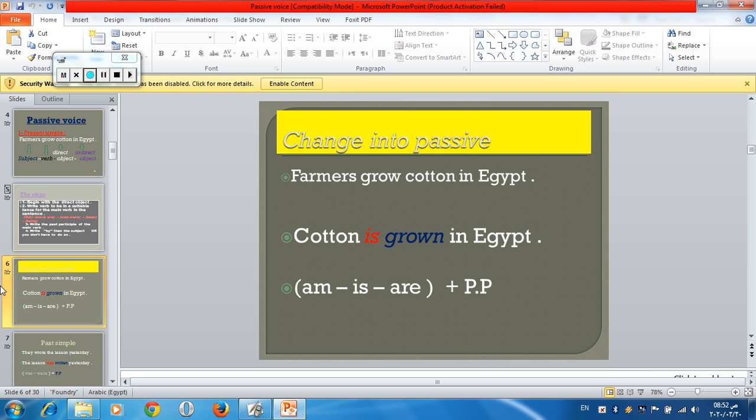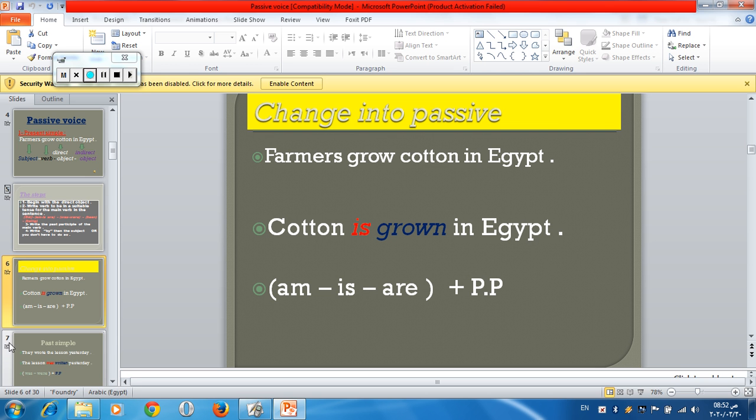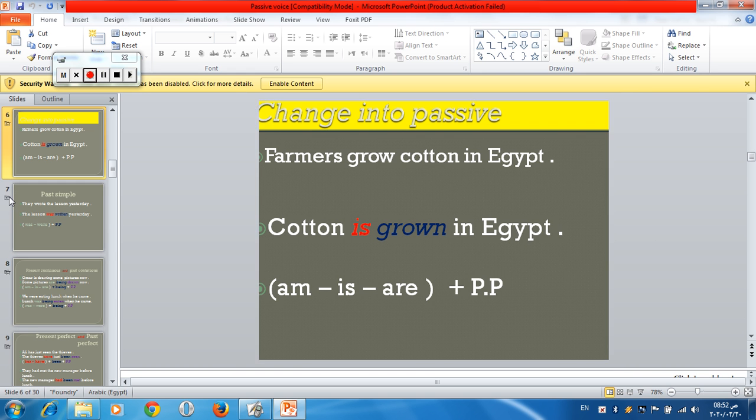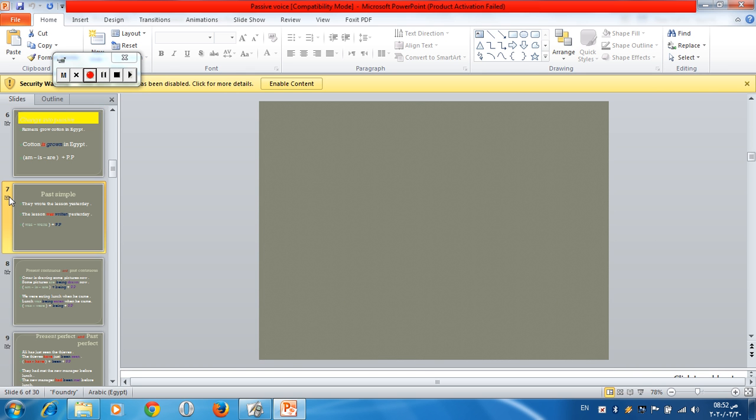Let's continue. We have also, after that, the past simple. I will tell you a sentence and I want you to change it into passive. They wrote the lesson yesterday. You have to start with the lesson, good.